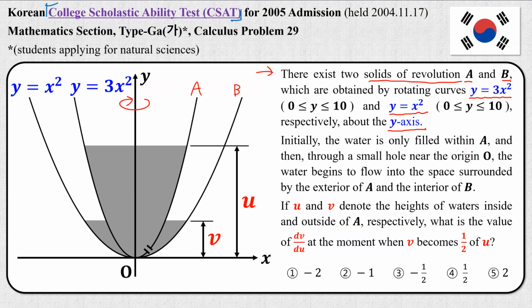Initially, the water is only filled within A, and then through a small hole near the origin O, the water begins to flow into the space surrounded by the exterior of A and the interior of B. If U and V denote the heights of waters inside and outside of A respectively, what is the value of dV over dU at the moment when V becomes 1/2 of U?